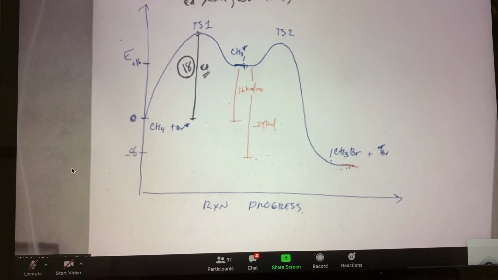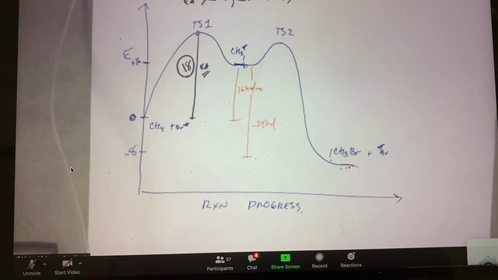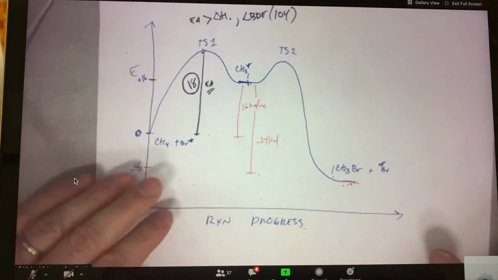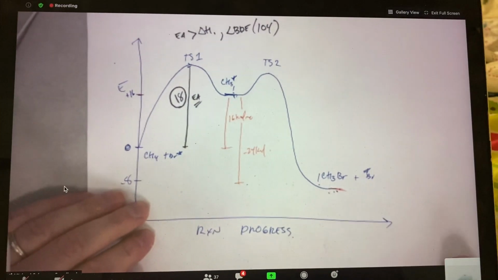Okay, so those are some key bits here. Thanks for your patience in following along. But these types of graphs you should be able to replicate with some level of fidelity.